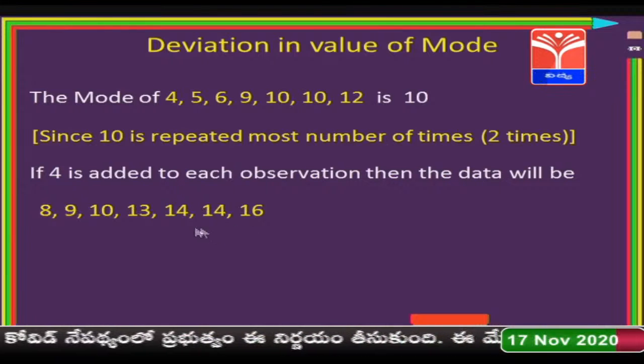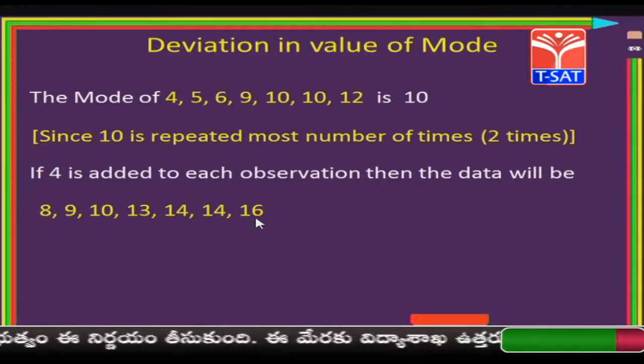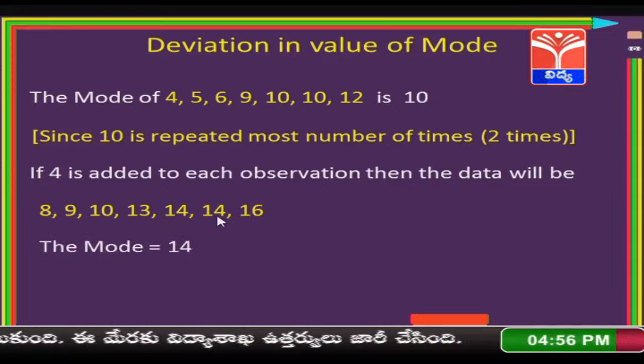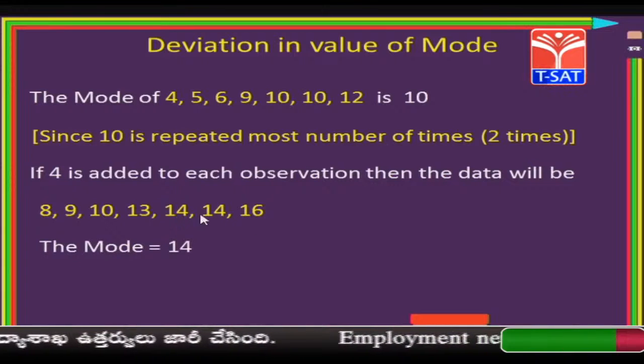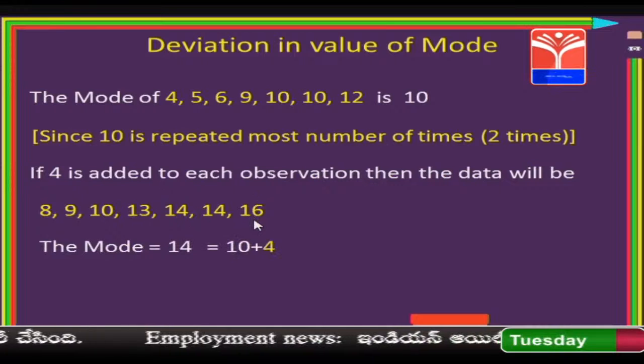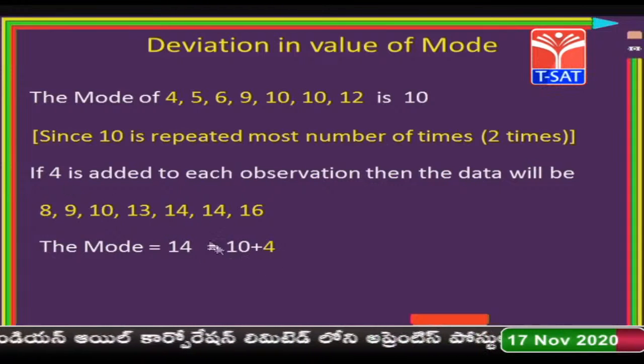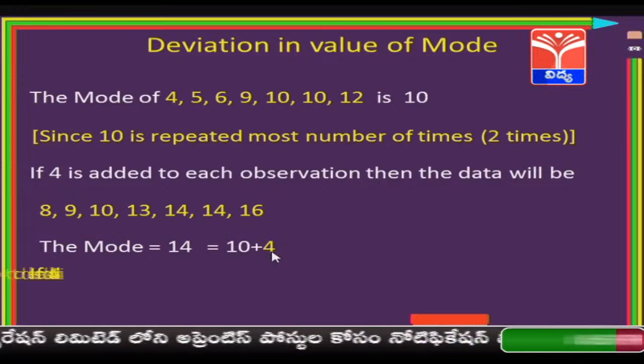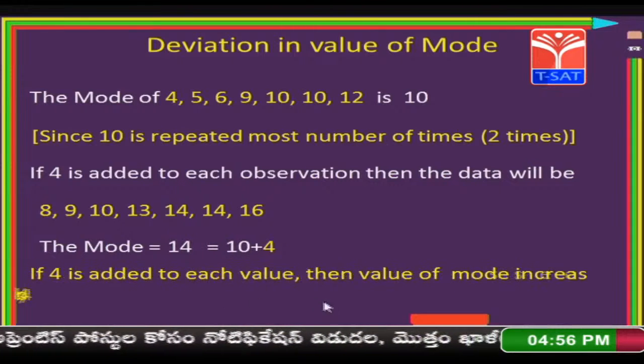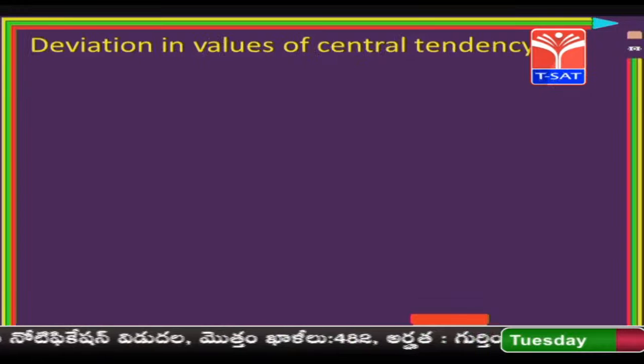Now if you want to find the mode of this data, the mode is 14 because 14 is repeated twice as compared to the others. So you see that it is again 10 plus 4. So when 4 is added, the mode also increases by the same number 4. So if 4 is added to each value, the value of the mode increases by 4.